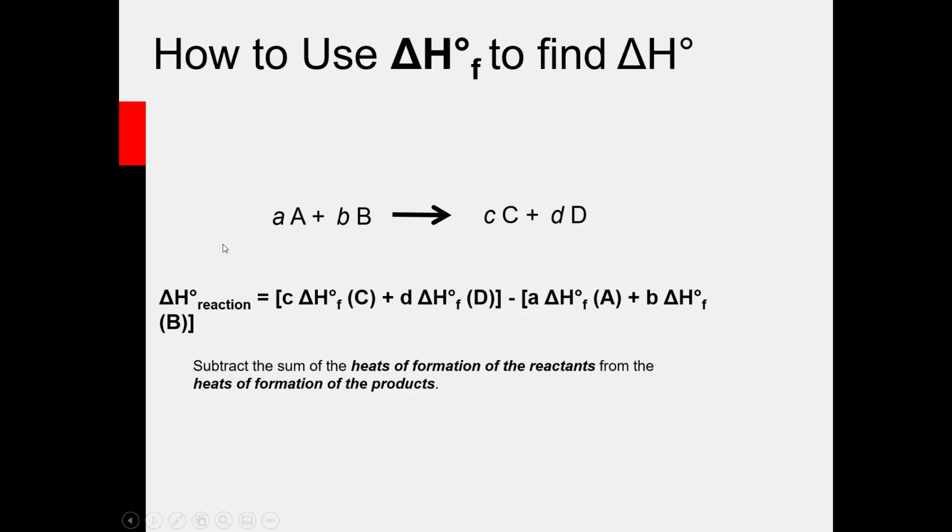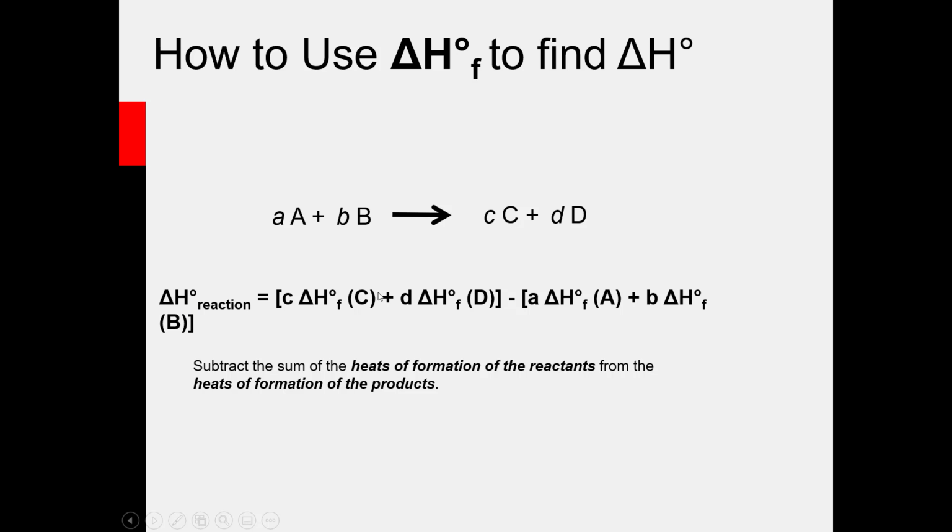For a generic chemical reaction where we have A moles of A reacting with B moles of B to make C moles of C and D moles of D, delta H naught reaction is equal to the heats of formation of the products minus the heats of formation of the reactants. And so what we would do to figure out the enthalpy change for this reaction is go to Appendix G in the OpenStax textbook or the information page on the Sapling Learning website, and look for a table of delta H naught F values.